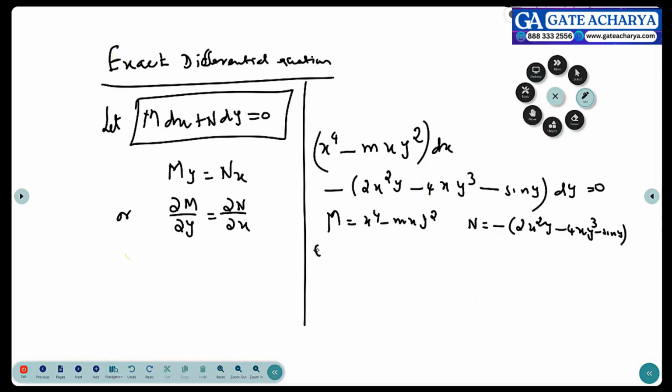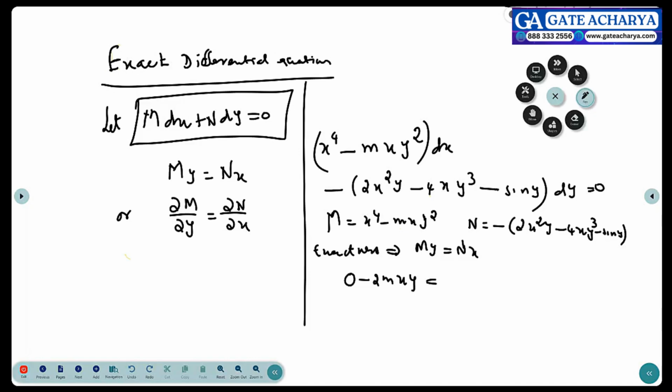So, the condition for exactness is M y is equal to N x. M y means the partial derivative of M with respect to y, treating x as constant, treating all other variables as constant. When we do it with respect to y, x power 4 is constant, so its derivative is 0. In the next term, differentiating with respect to y gives minus 2mxy, since minus mx is constant and the derivative of y square is 2y. Only the variable we differentiate with respect to is differentiated, everything else stays. So this equals N x.